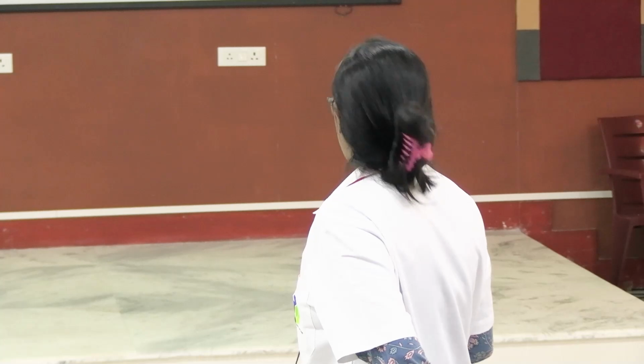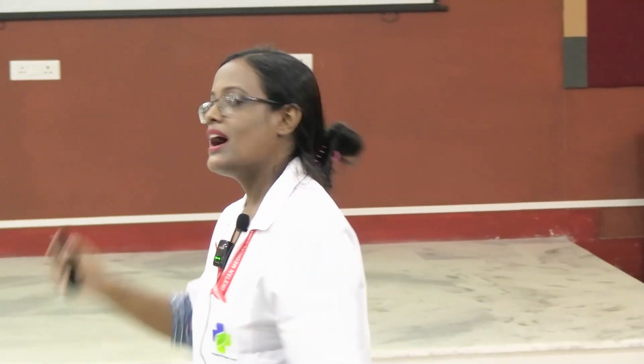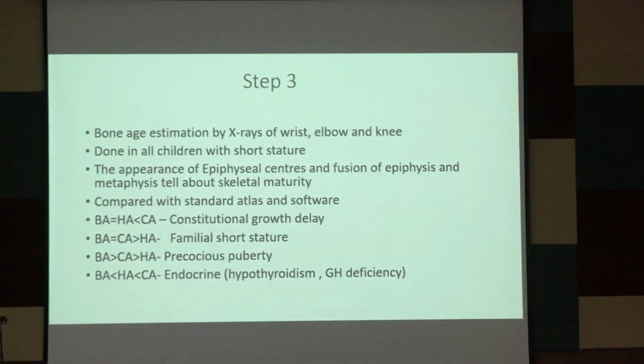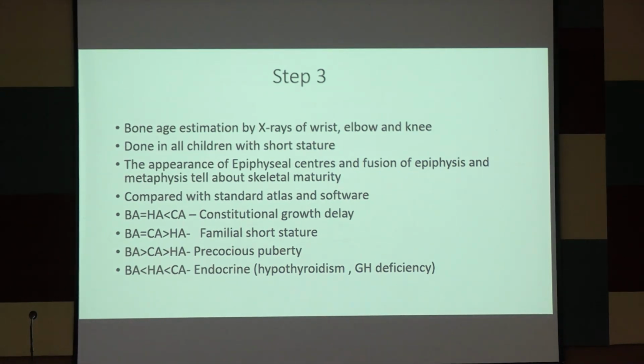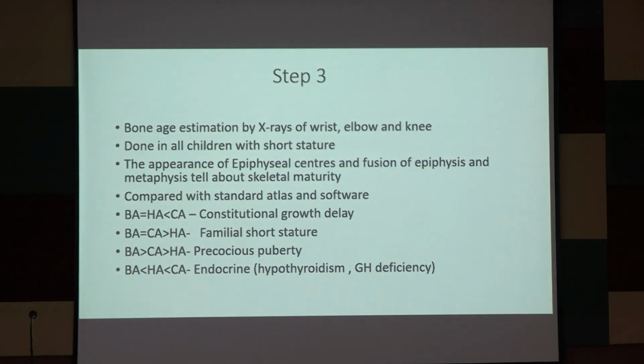Now how to compare all these things. In normal cases, height age will be equal to chronological age as well as bone age. All these three things will be equal. In case of constitutional delay, chronological age is higher than both the bone age as well as the height age.